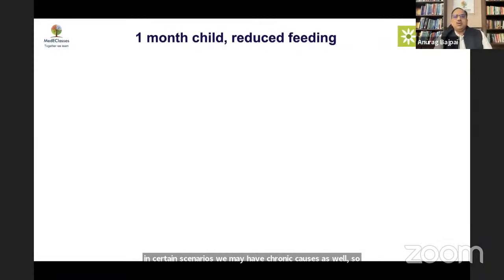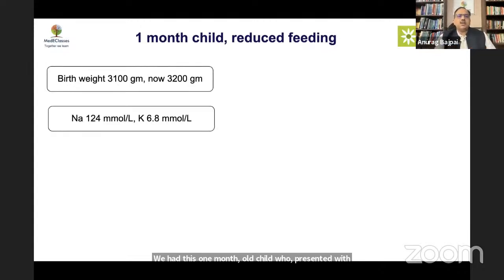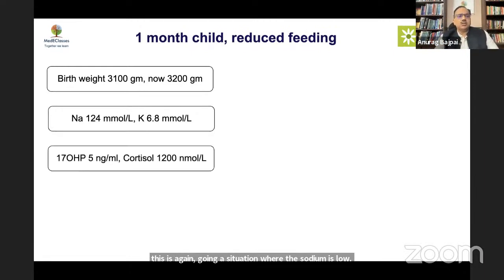So we had this 1-month-old child who presented with reduced feeding, and this child had not gained weight at all. Investigation showed hyponatremia and hyperkalemia. So usually we talk about sodium and potassium being linked. And when we discussed electrolytes, we said that whenever your sodium goes down, generally the potassium goes up. When your sodium goes up, the potassium goes down. So this is again a situation where the sodium is low, potassium is high, suggesting that there is a problem in the renin, angiotensin, aldosterone system.